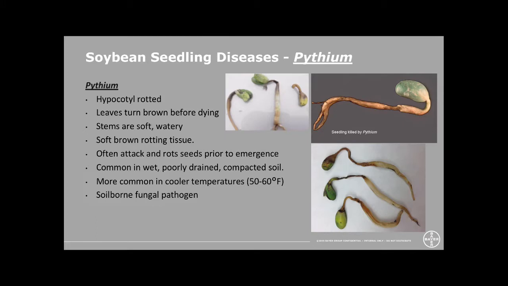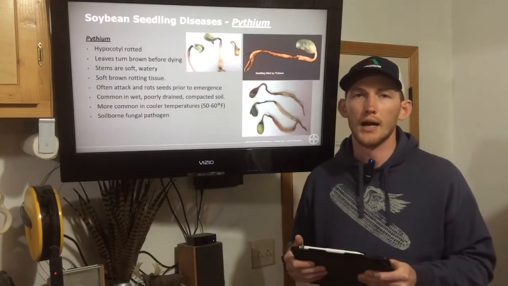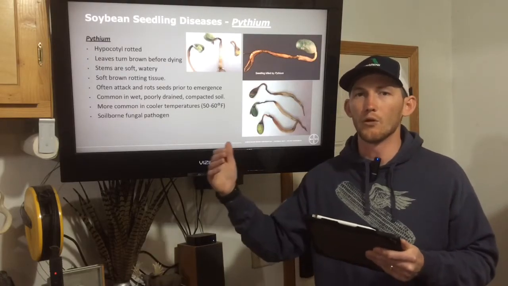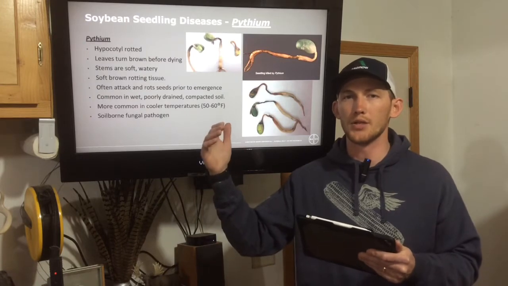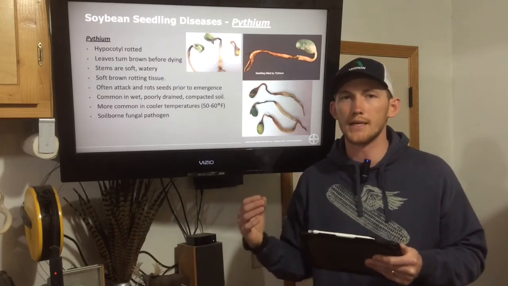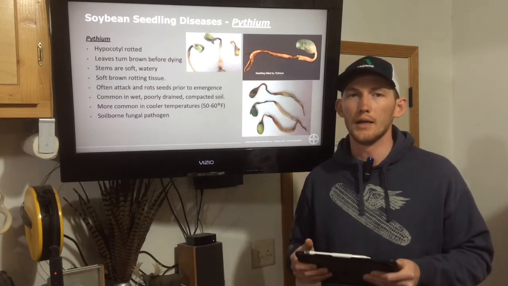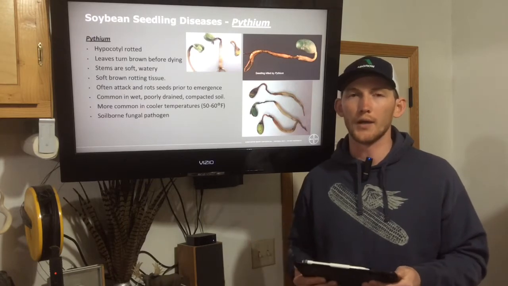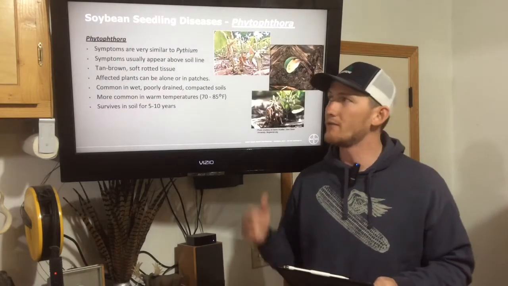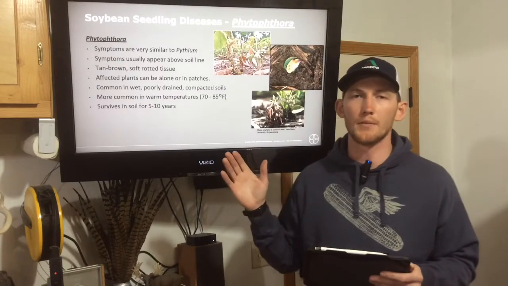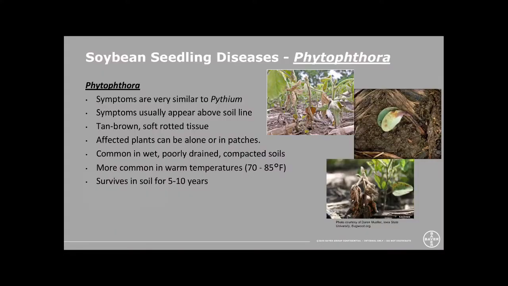But if it does germinate, it typically is going to infect then, and we'll see soft brown rotting tissue, that rotted hypocotyl. Pythium typically is going to be before we even get to emergence or maybe just a touch after. So a true early season issue that we get with Pythium. And this is a water mold, okay? Another water mold would be Phytophthora, and it has very similar symptomology, but at a little bit more progressive growth stages.